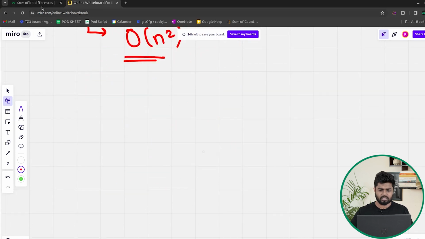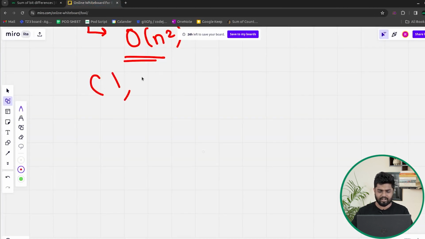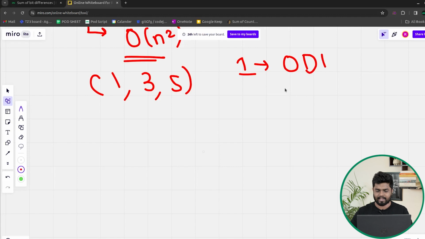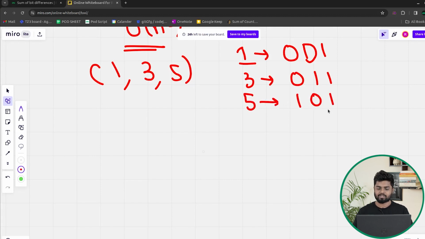Let us quickly see another test case. Let's say we have a test case 1, 3, 5. What can we do with this test case? We have to observe. Suppose we have 1. 1 is 0 0 1. Then 3 is 0 1 1. Then what is 5? 5 is 1 0 1. If you find all possible pairs, it would take n square time, because there are 3 elements.